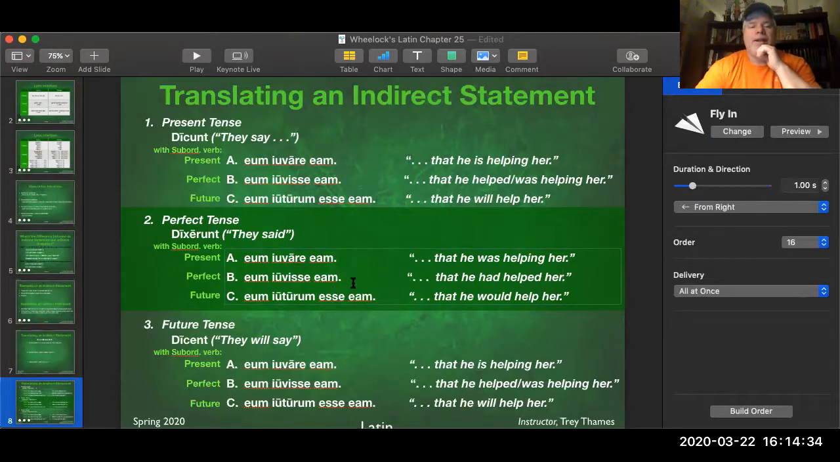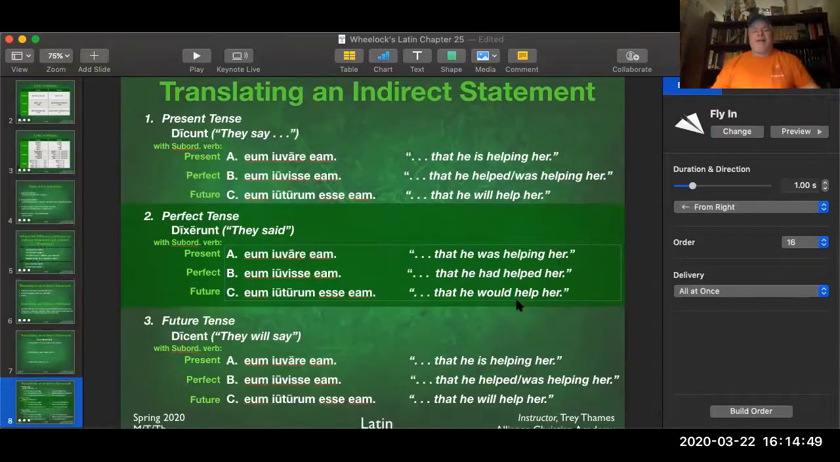What about future active? Iuvaturum. So it's going to happen after. Future tense happens after the main verb. The main verb is in the past. Can you change this here to that he would help her? They said that he would help her. Now let's look at the last section again. We're going to finish here, and I'll do a third section to help you guys out.